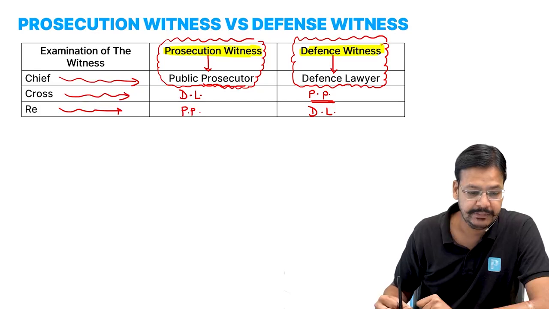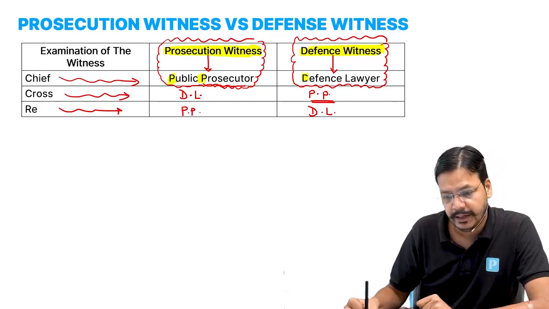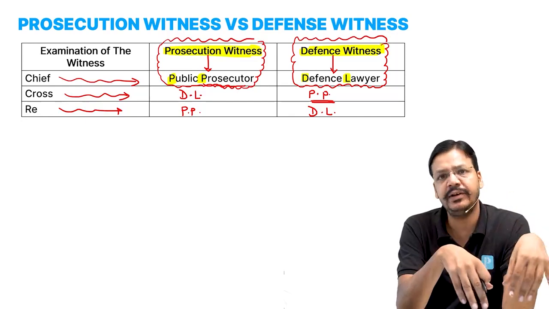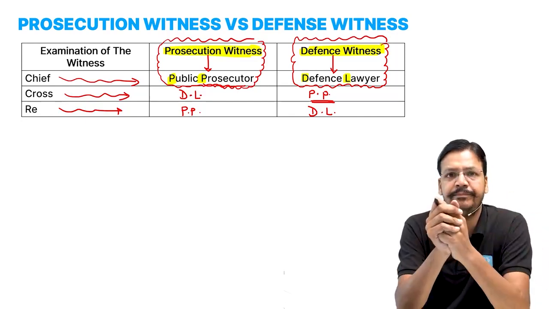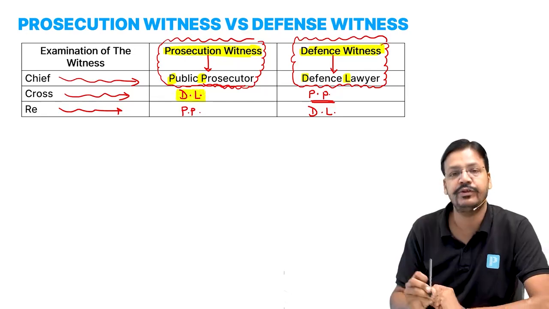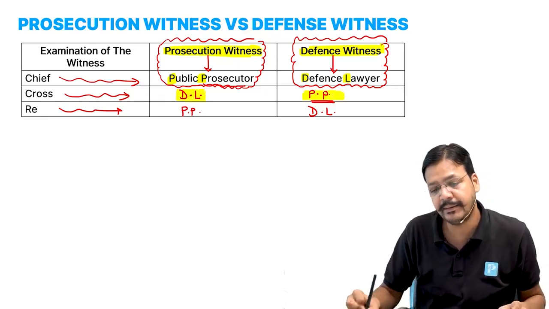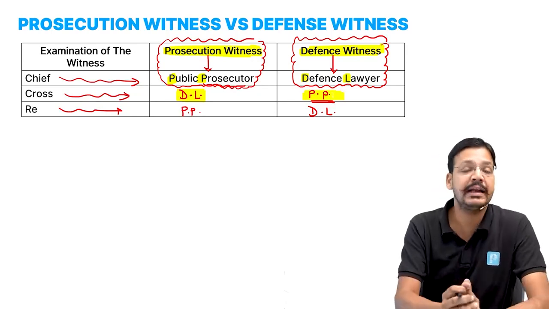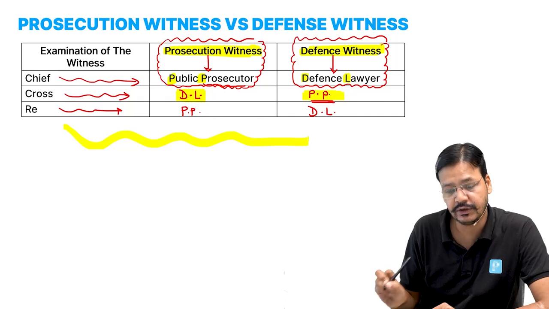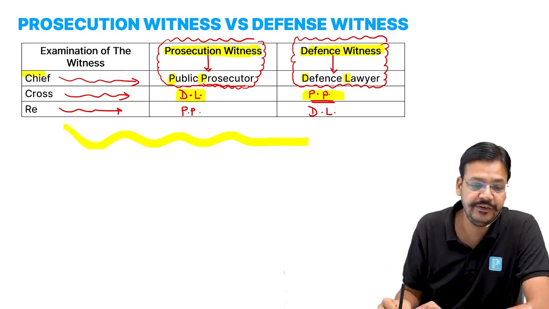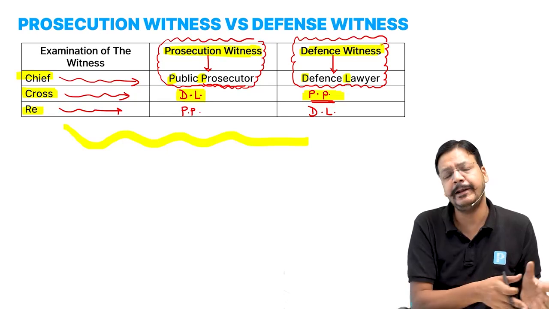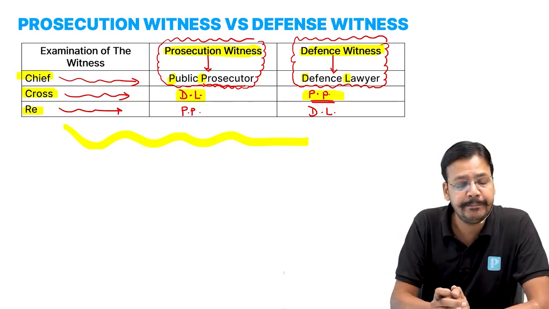So just see the meaning of PP, public prosecutor, and DL, defense lawyer. If you are a prosecution witness, chief examination and re-examination are by the same party lawyer, that's the public prosecutor. And cross-examination is by the defense lawyer if you are a prosecution witness. But if you are a defense witness, cross-examination is by the PP, public prosecutor. Remaining examination is by the defense lawyer. So just see, this is the sequence of examination. First chief, then cross, then re. Remember, public prosecutor and prosecution witness are of the same party. Defense lawyer and defense witness are of the same party.